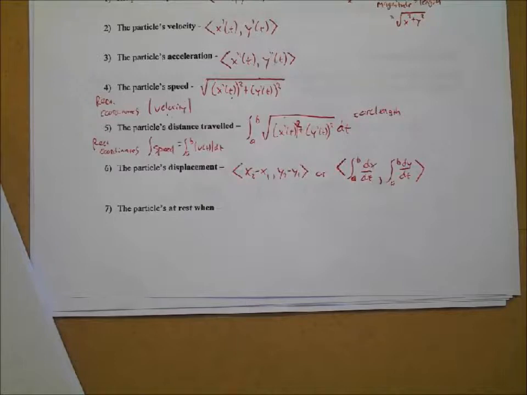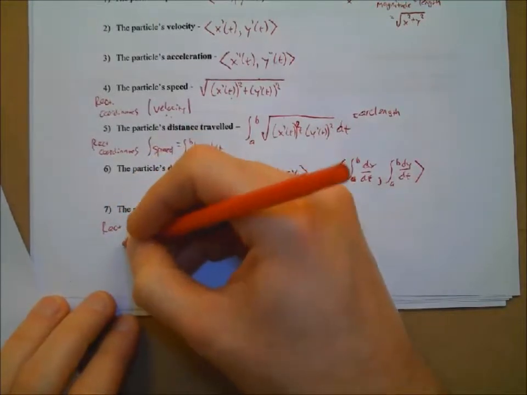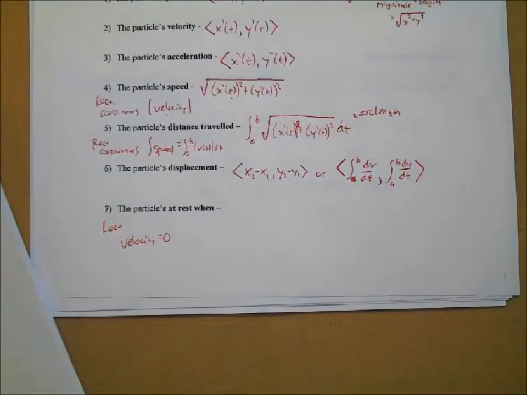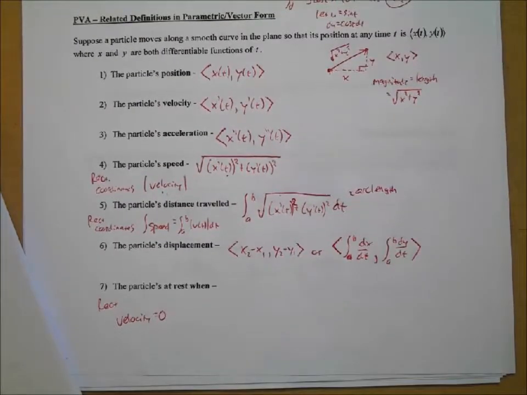So anyway, the particle's at rest when, in rectangular coordinates, what does that mean if the particle's at rest? The particle's not moving, but what's going to relate that back to position, velocity, acceleration? What's going to be true about one of those things if your particle is at rest? Velocity is 0, exactly right. So in rectangular, that means velocity is equal to 0. For our purposes, our velocity here is x prime of t, y prime of t. So what do we want to be equal to 0 here?